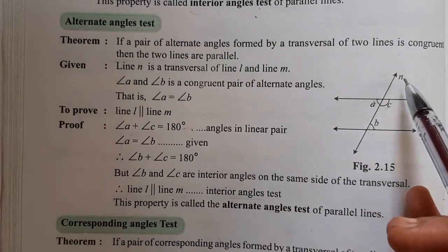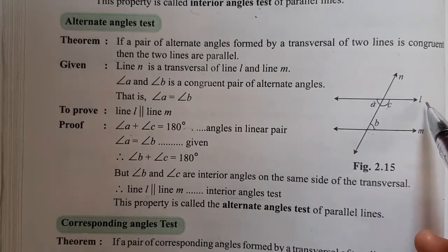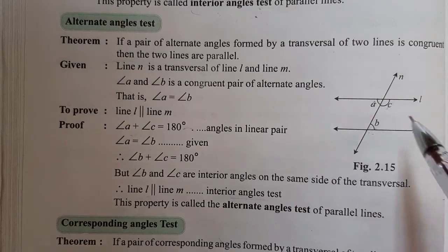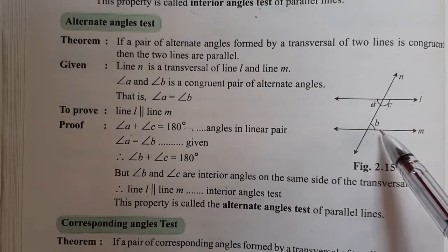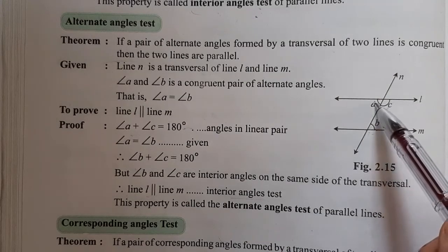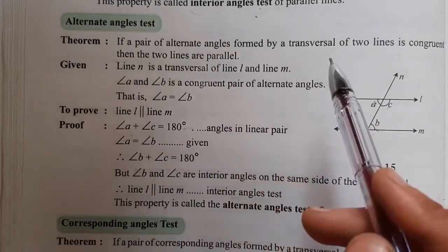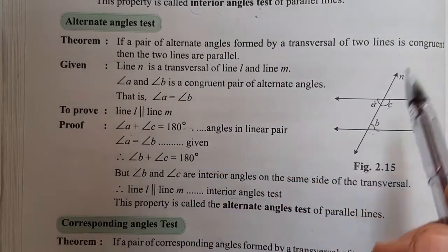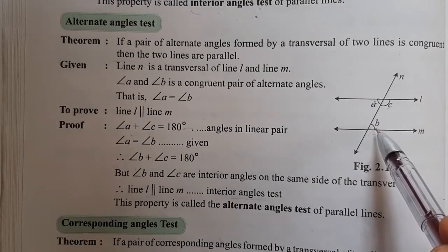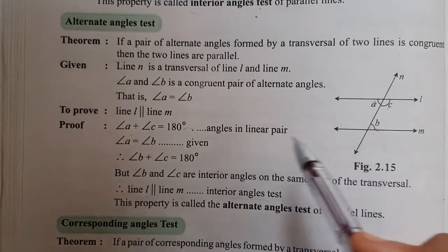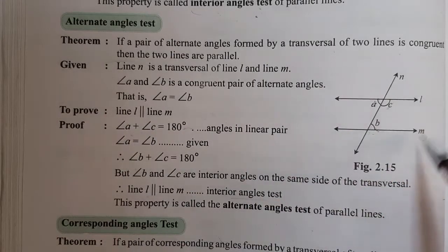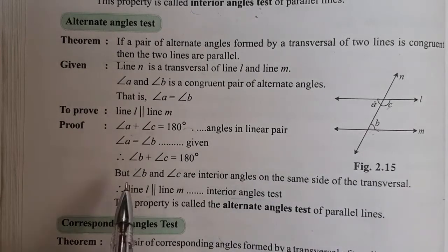Here it is given line N is the transversal of line L and line M. Angle A and angle B is a congruent pair of alternate angles, so we can say that angle A equals angle B, because it is given that a pair of alternate angles formed by a transversal of two lines is congruent. It is given. Now what we have to prove? We have to prove that these two lines, line L and line M, are parallel to each other. Now see the proof, very simple it is.